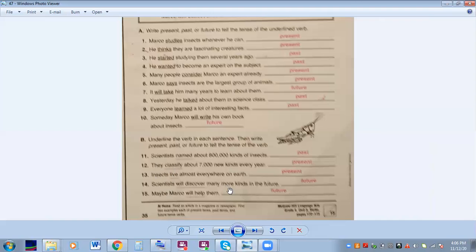Scientists will discover many more kinds in the future. Will, again, our clue for future tense. Maybe Marco will help them. Will, again, future. Okay? All right, that's it for our verb tense lesson.